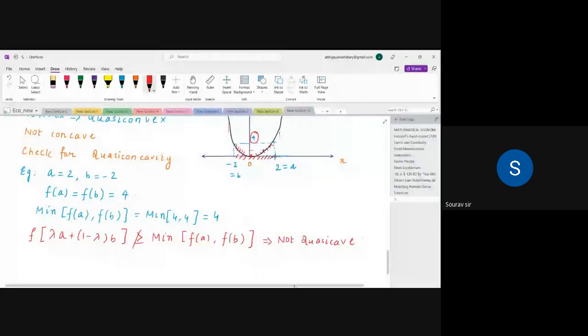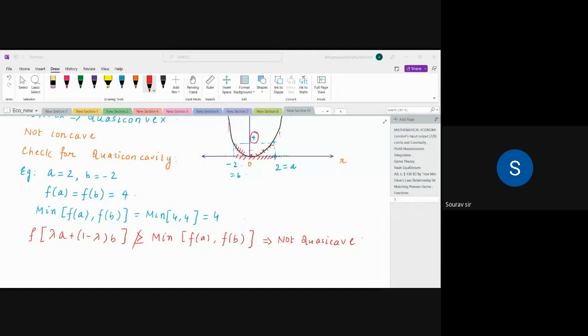Could you follow this example? I request all of you to reply with a yes or a no. This last part, does this make sense? Yes, sir. Others? Yes, sir. Okay. So if this quasi-concavity condition is violated for any one set of points, we can straight away conclude that the function is not quasi-concave. That's the plain and simple thing that we are seeing over here.